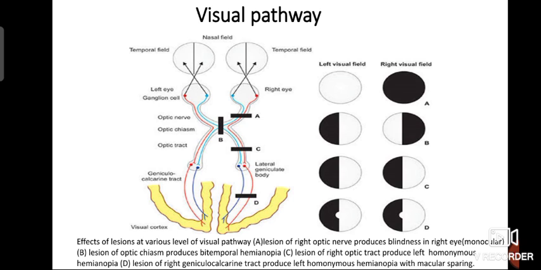Now the diagrammatic representation of the visual pathway. On the left side of the diagram we see the left eye and right eye, and the visual signals from the ganglion cell go to the optic nerve, optic chiasma, optic tract, and lastly the lateral geniculate body and visual cortex. And we see the effect of lesions at various levels of the visual pathway. So first, the lesion of the right optic nerve.